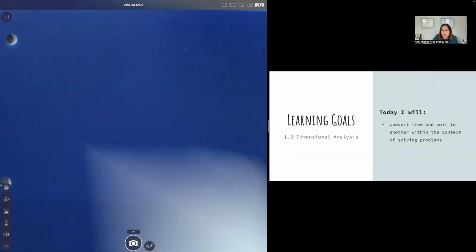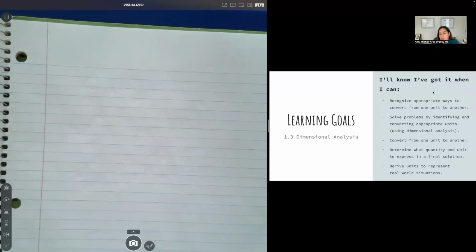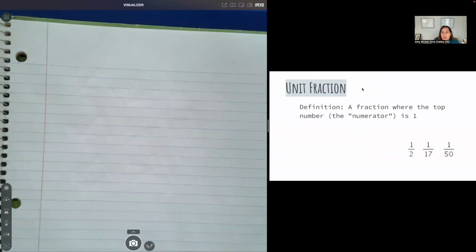For the learning goals today, they are: convert from one unit to another using the context of solving problems. And you'll know that you mastered this lesson when you can recognize appropriate ways to convert from one unit to another, solve problems by identifying and converting appropriate units using dimensional analysis, convert from one unit to another, determine what quantity and unit to express in the final solution, and derive units to represent real-world situations. Vocab, a unit fraction.